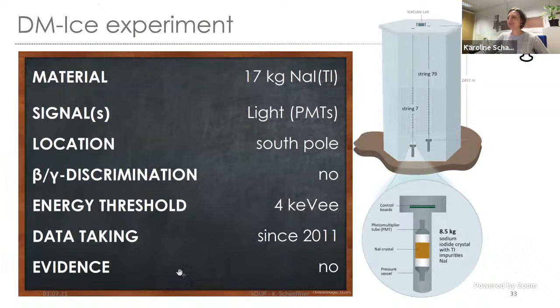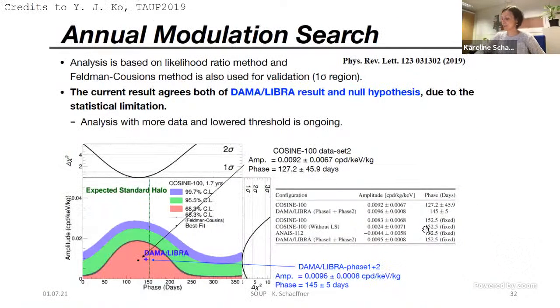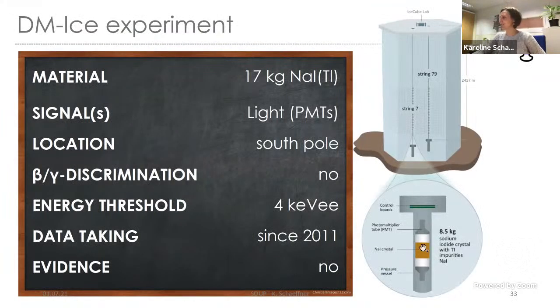Then a brief piece of information on what DMIce is. This is also a sodium iodide search at the South Pole. So there's this IceCube, big IceCube detector you for sure all know. It's really cool. And yeah, on one of their strings, they then also put a sodium iodide crystal.